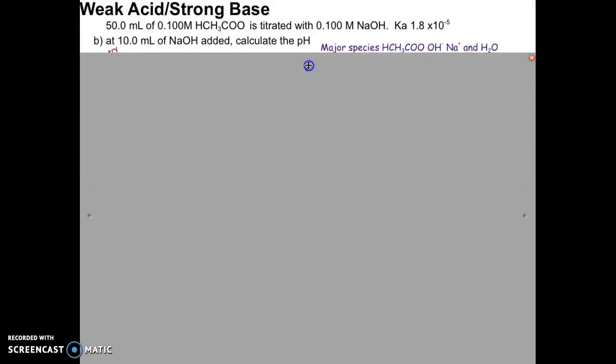But what's going to happen now if I have that solution, and I am adding 10 mL of sodium hydroxide onto that 50 mL of acetic acid? The major species are acetic acid, sodium hydroxide, Na plus, and water. That's because the sodium hydroxide is strong, so it's going to completely dissociate. The acetic acid stays together because it's weak and doesn't like to dissociate very much, so you don't have very much hydrogen ion or acetate ion floating around.